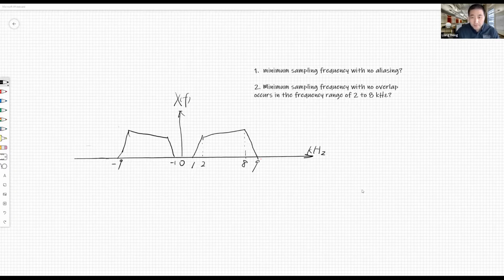What is the minimum sampling frequency with no aliasing if the signal in the frequency domain looks like this? The signal in the frequency domain has components from 1 kilohertz to 9 kilohertz. The maximum frequency is 9 kilohertz. Therefore, the quiz problem is very simple. The sampling frequency should be twice the maximum frequency, so that's 18 kilohertz.